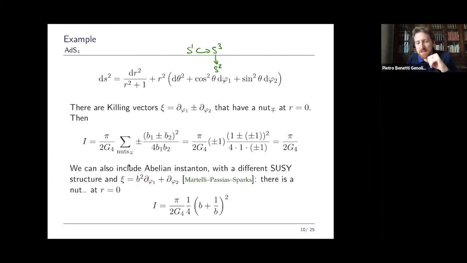And you can show that in this case, it still has a nut at r equal to 0, but in that case, the action is different. So the action depends on G and on the metric and the gauge field, but it's always formulated in terms of simple topological data at the fixed points. Okay, this is particularly nice.